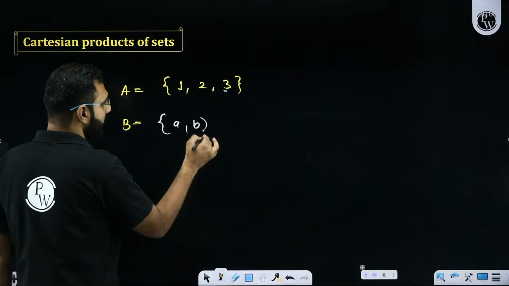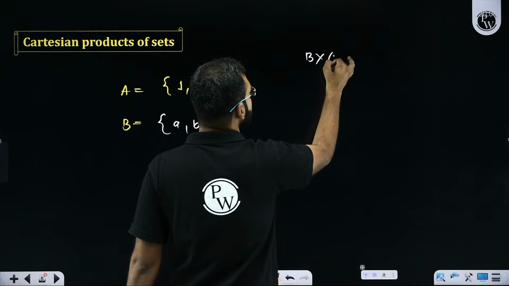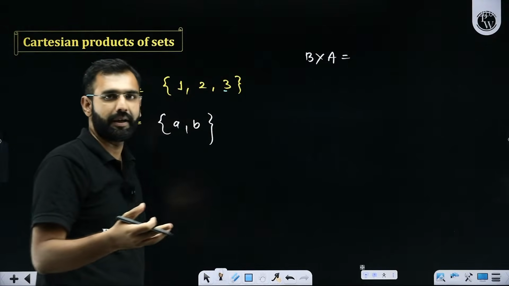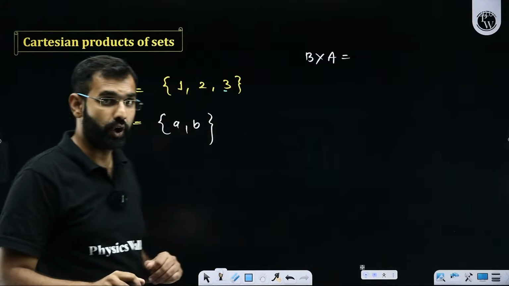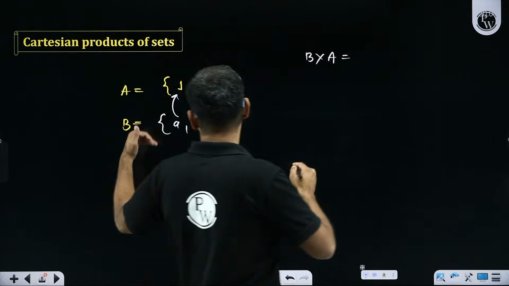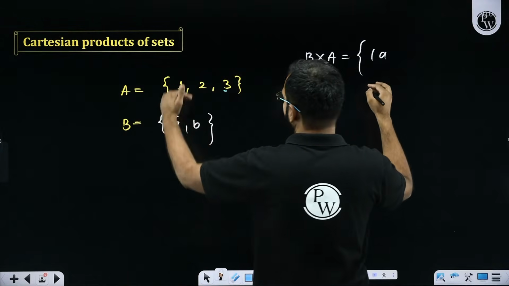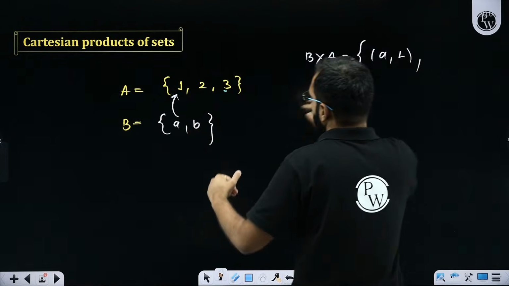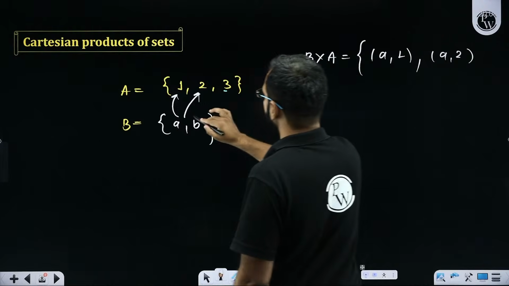If I write B cross A, I hope you all would agree with me that A cross B and B cross A are not necessarily going to be the same. Yes or no, everybody? So when I talk about B cross A, the elements of B will be mapped with A. So B cross A will have ordered pairs (a, 1), (a, 2), and (a, 3).